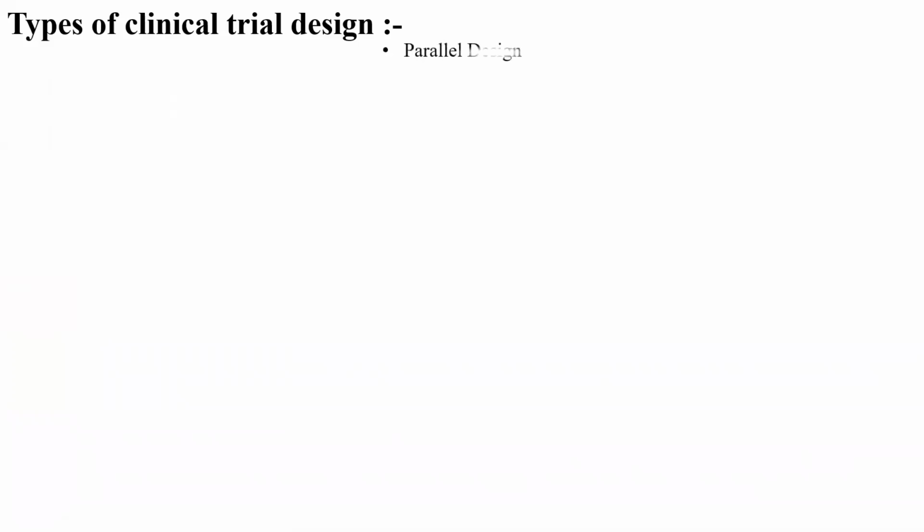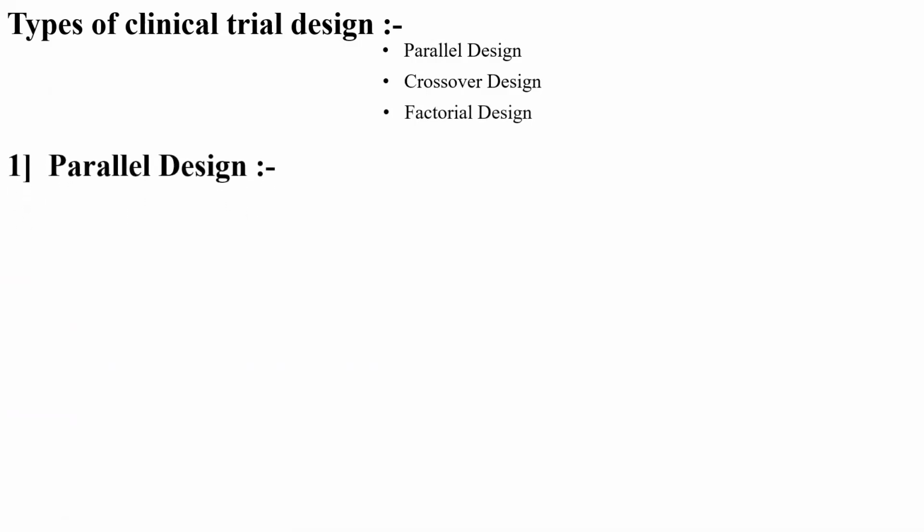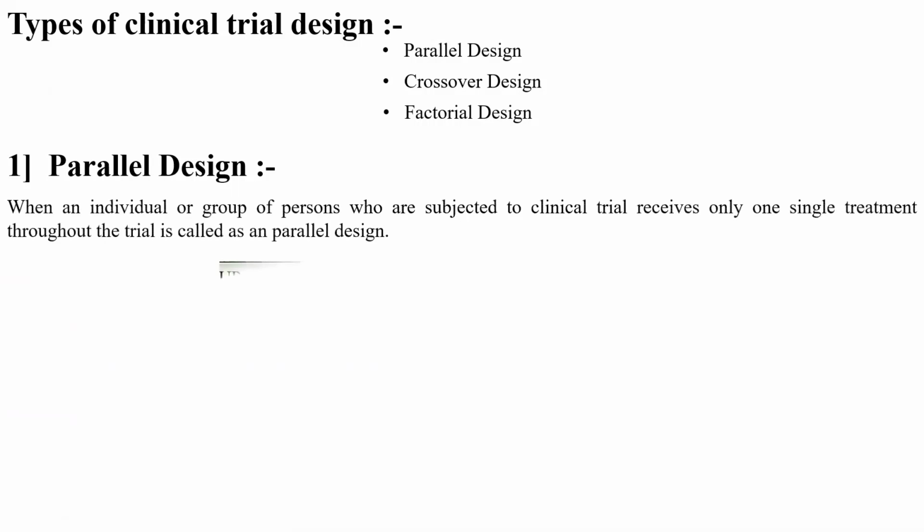There are various types of clinical trial design, in which first is parallel design, second is crossover design, third is factorial design. First we'll see parallel design. In this design the work is carried out in a parallel way, but the treatments are not mixed. It is called a parallel design. We will see one flow chart. Here we are seeing group A, group B.